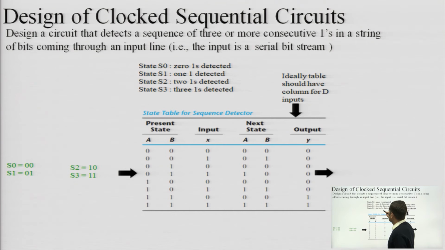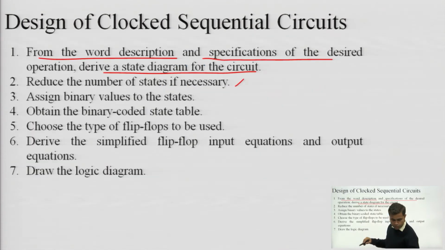Okay. Then assign binary values to the states. Assigning binary values means initially we will be preparing the state diagram in the form of S0, S1, S2, S3, then we have to assign binary values. S0 will be equal to 00, S1 is equal to 01 and so on. So we have to assign the binary values to the states and then obtain the binary coded state table.